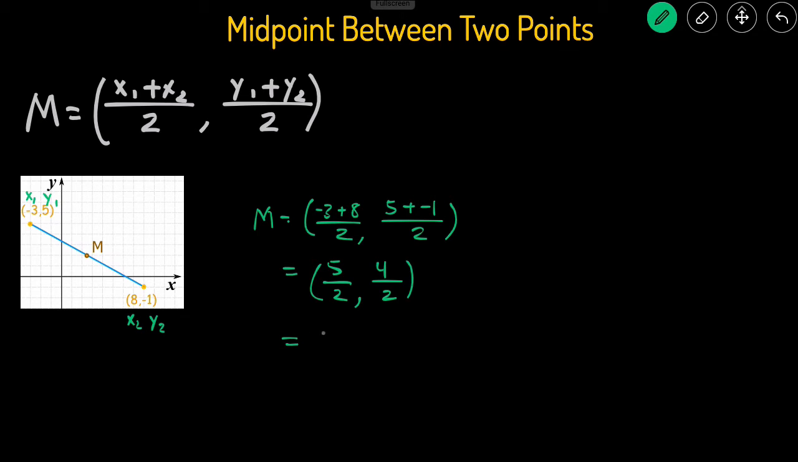Well, 5 over 2, I guess we can simplify that to 2.5. And 4 over 2, that would just be 2. So 2.5 and 2 will be the midpoint. And you can see that's roughly 2.5, and the y coordinate is 2.